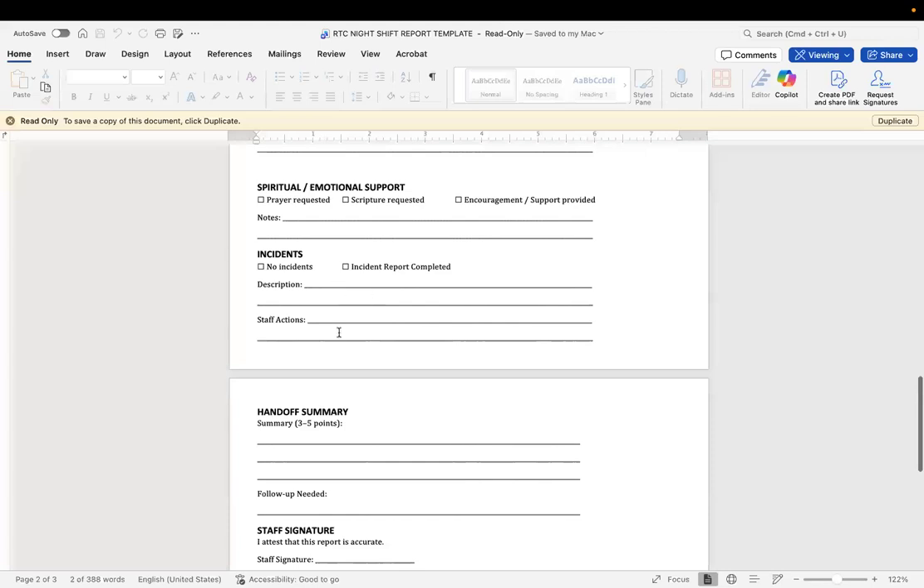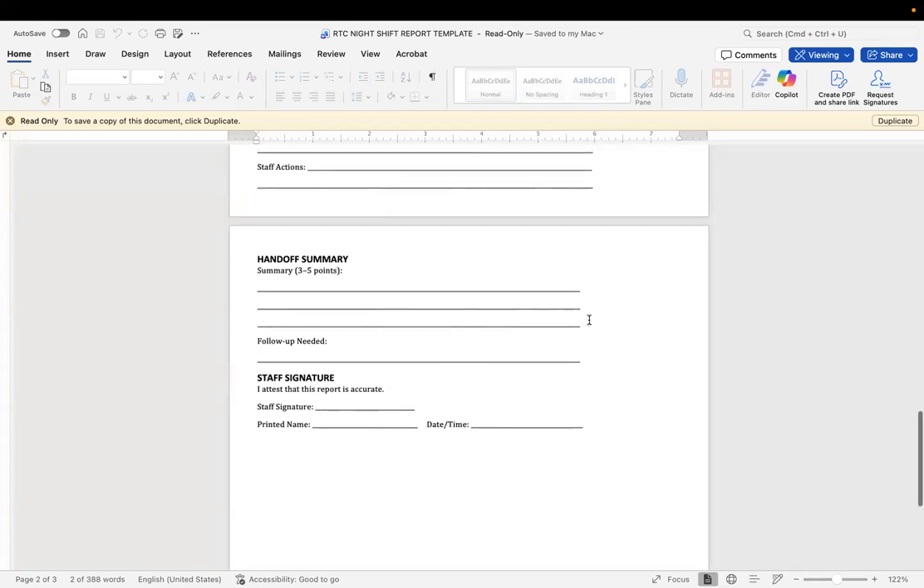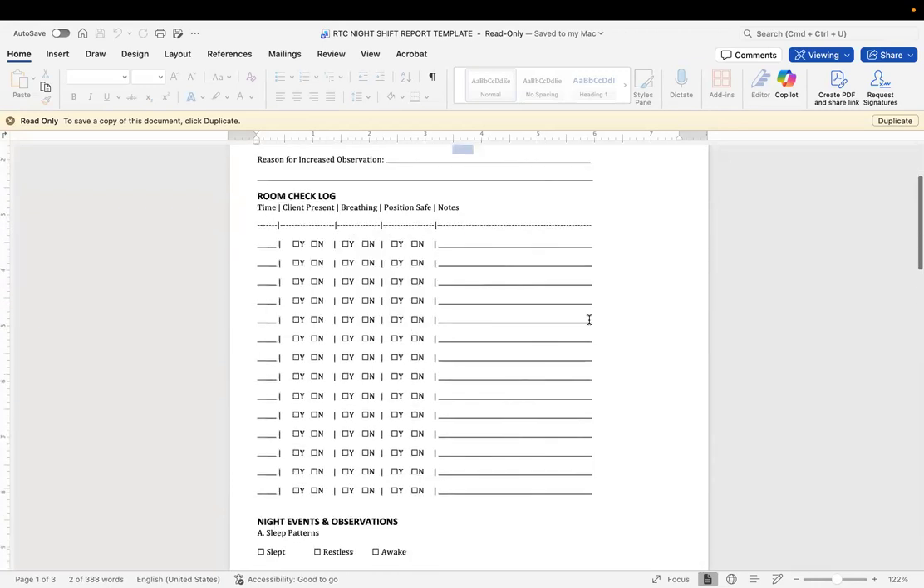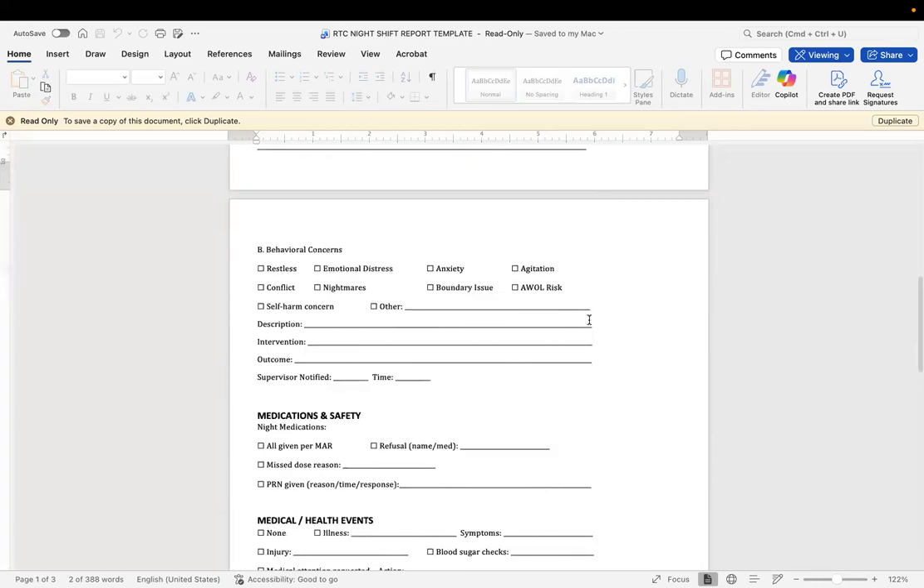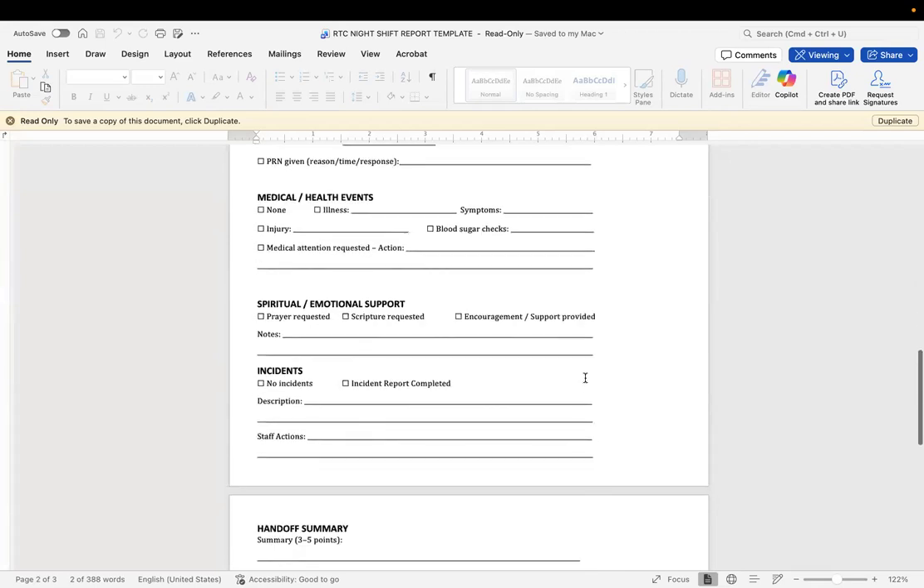Incidents, if anything happened, making sure that you articulate that, and then making sure that the staff have a good summary to hand off to so that they know what they're walking into that day. So that's how you fill it out. Again, most of these will take you about 5 minutes a person, maybe 7, if you have somebody that's more complex. But that is a quick overview.